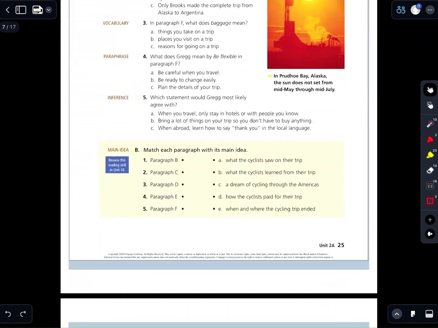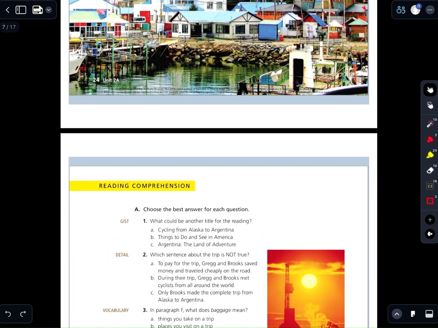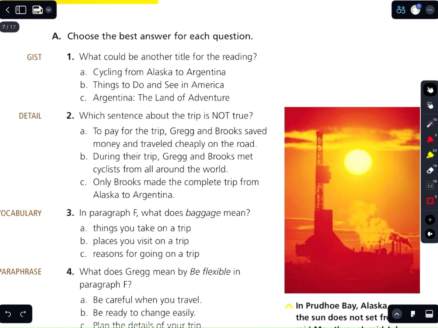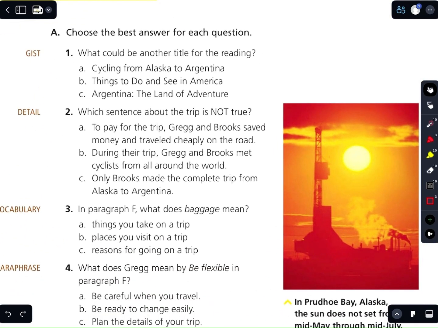But you could put in a different title if you like, and you can choose which one would be the best title. Number 2, which sentence about the trip is not true? To pay for the trip, Greg and Brooks saved money and traveled cheaply on the road. During their trip, Greg and Brooks met cyclists from all over the world. Only Brooks made his complete trip from Alaska to Argentina. So you have to go back. I think it's good to check the reading and see what the answer is for that.